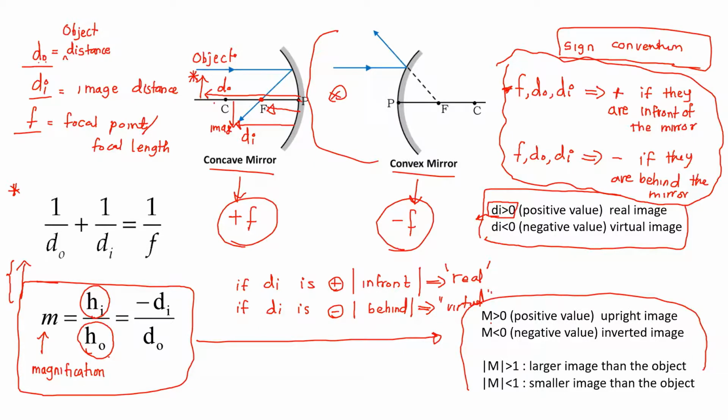If your M, if the magnification is a positive value, that means your image is an upright image. So if you want, you can take a screenshot of this slide. It is very important, okay? If your magnification M is a negative value, that means your image is an inverted image. It's upside down. Okay, so looking at the sign of your magnification, you can say whether it's upright or inverted.